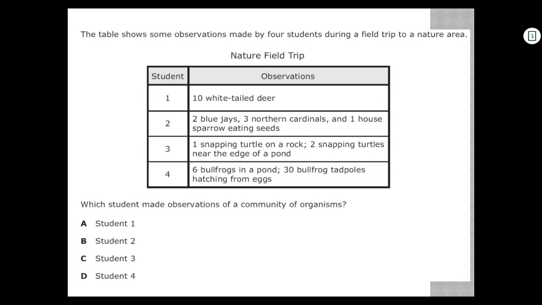And so here is this example right here. This table shows some observations made by 4 students during a field trip to a nature area. Then it says at the bottom, which student made observations of a community of organisms? Right. So for this one, you would have to find, again, what has living things living in the same area, but not just one kind of living thing, right? Different species of organisms. All right.